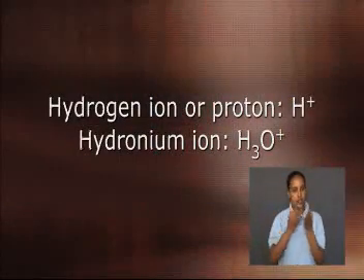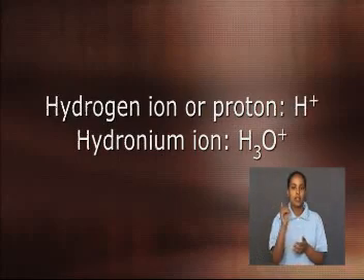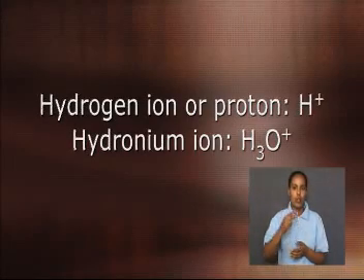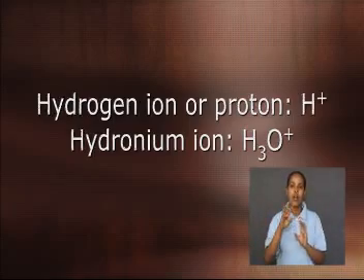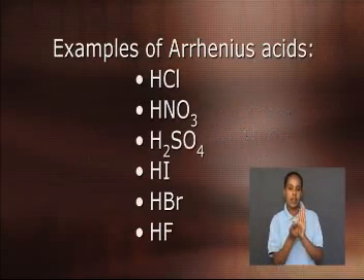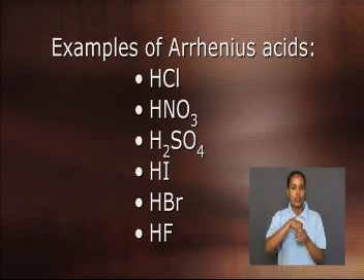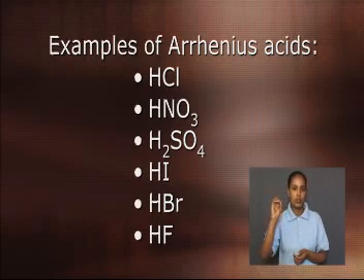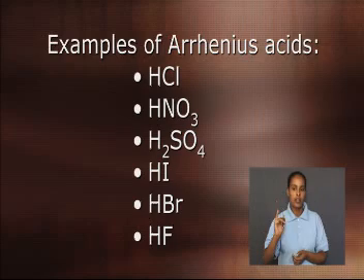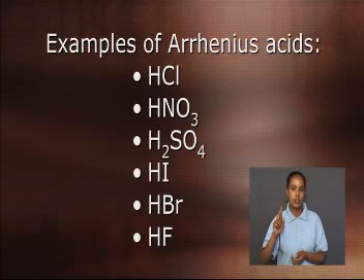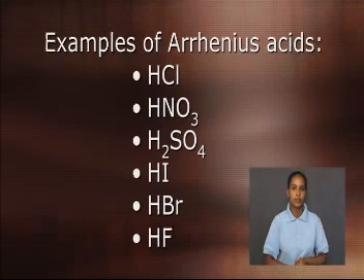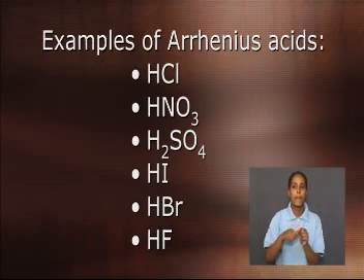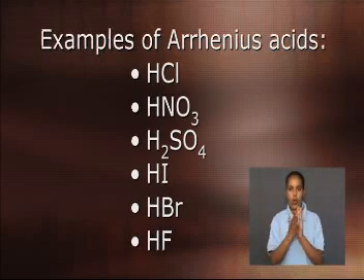Arrhenius defined an acid as a substance that releases a hydrogen ion or proton or a hydronium ion in aqueous solution. Some examples of Arrhenius acids include hydrochloric acid, nitric acid, sulfuric acid, hydroiodic acid, hydrobromic acid, and hydrofluoric acid. A substance should also contain ionizable hydrogen in order to be called an Arrhenius acid.